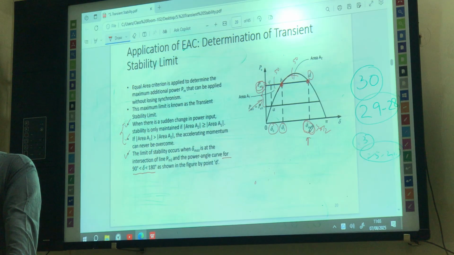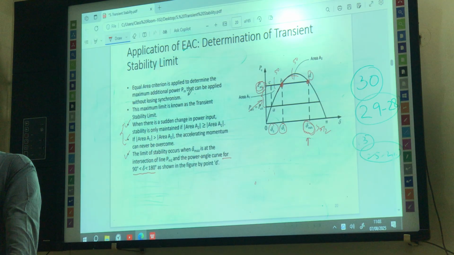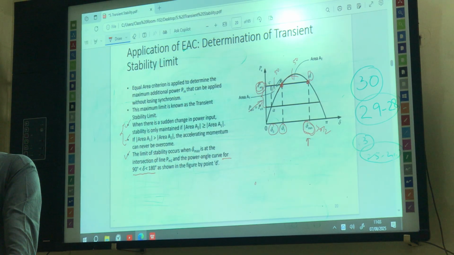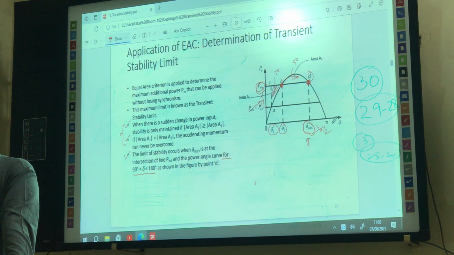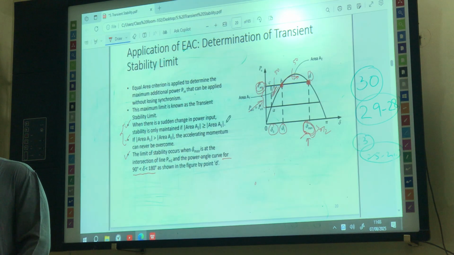Okay. So is it for whatever part of PM1 when both areas are the same, at that point of delta max? Exactly. That will be the limiting point at which these two areas will be the same. At that time we will take this point. Okay. The intersection of PM1 and the power angle curve. And there will be 2 points obviously. We need to take the later one that lies between 90 degree and 180 degree. Okay. Now we will calculate this. At that time we will find your answer. Okay. So now the next slide.